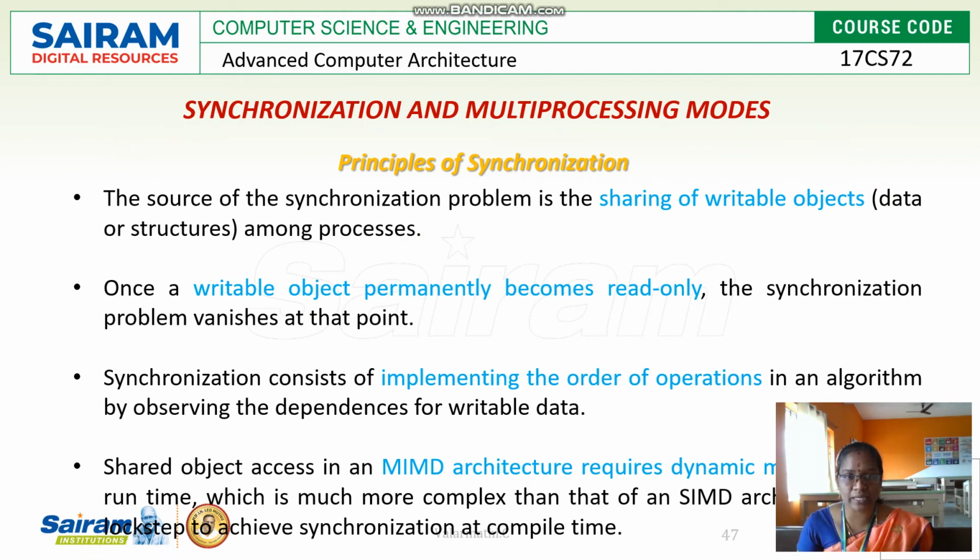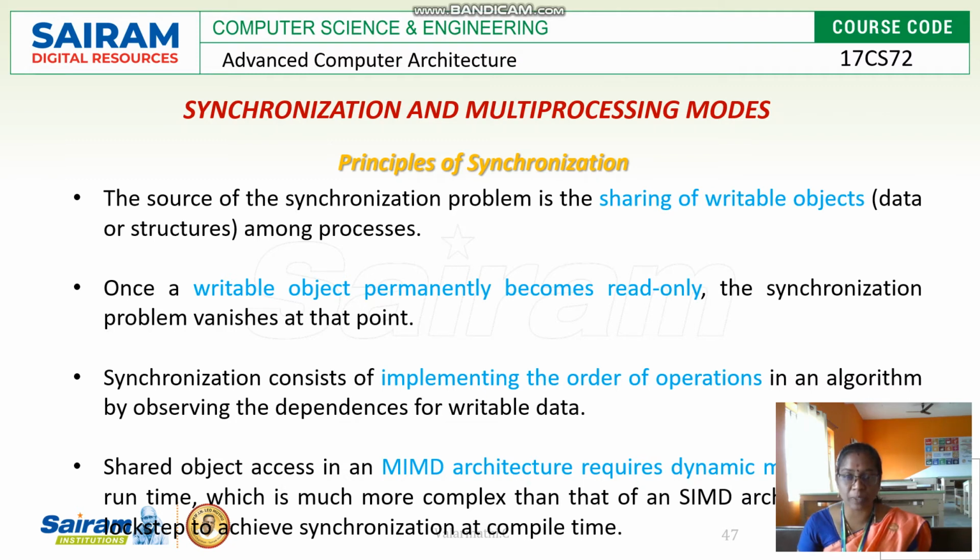And the next topic is synchronization and multiprocessing modes. Why is synchronization very important? What is the motivation? Whenever data is shared with many objects, or that data is a writable object, synchronization is obviously required. So that is the source of the synchronization problem: the sharing of writable objects, objects in the sense of data or structures, among the processes. Once the writable object permanently becomes read-only, the synchronization problem is not required. So it vanishes at that point.